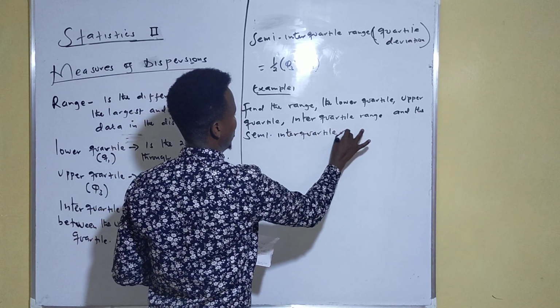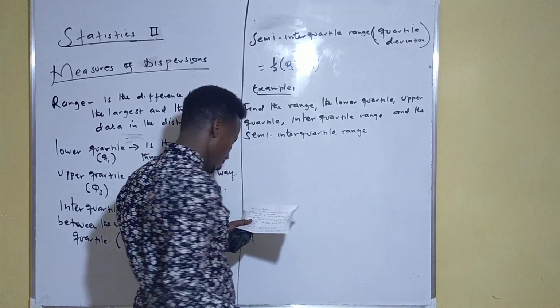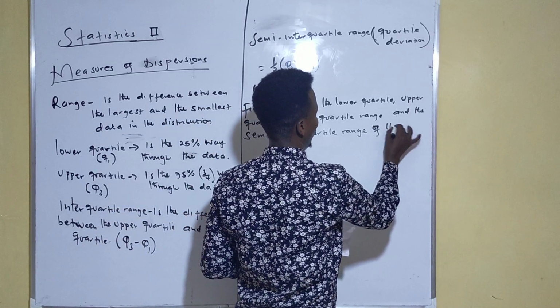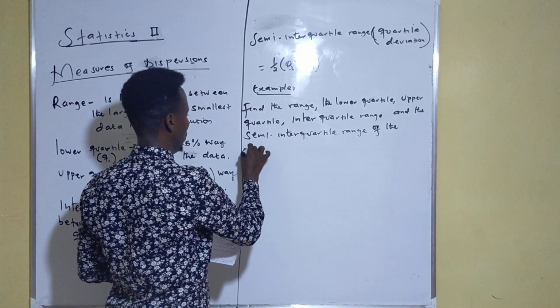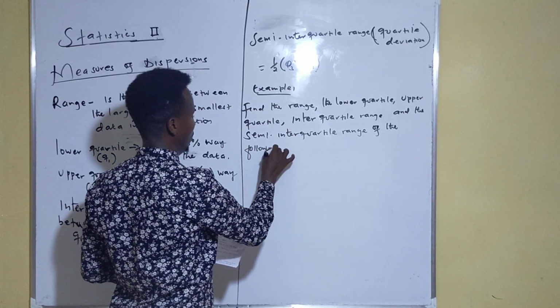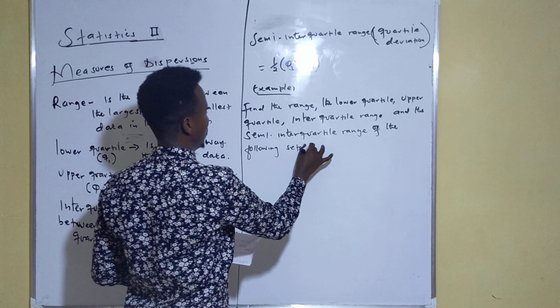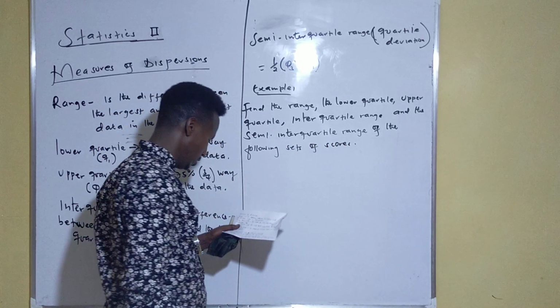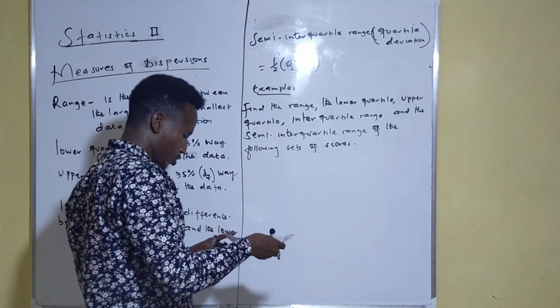Find the semi-interquartile range of the following set of scores. So this is what you're having. Let's see the scores here.